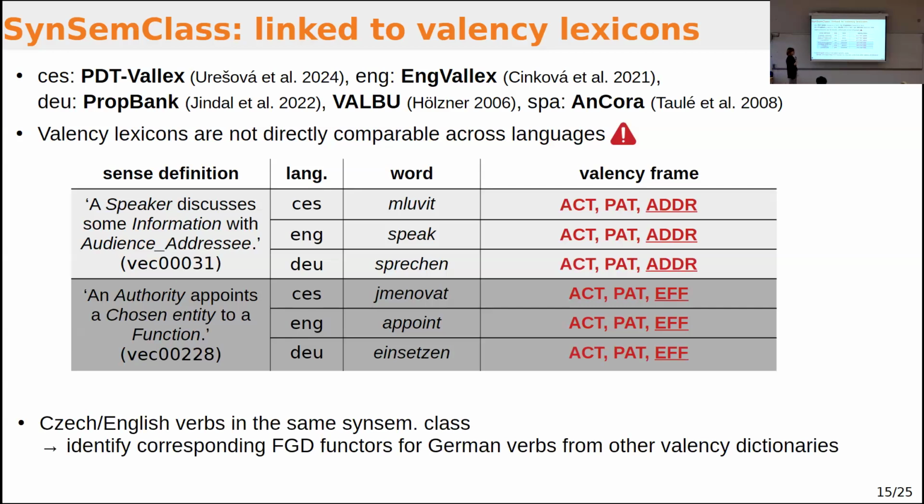And so we can sort of make the conjecture that these 3 valency slots are going to be actor, patient, addressee for sprechen and actor, patient, effect for einsetzen. So we can identify the corresponding functors for the German verbs based on the other Czech and English verbs in the same SynSemClass. And in this way address the issue of cross-linguistic comparison of the lexicons.